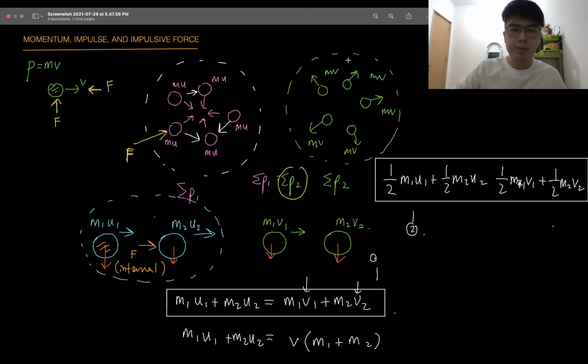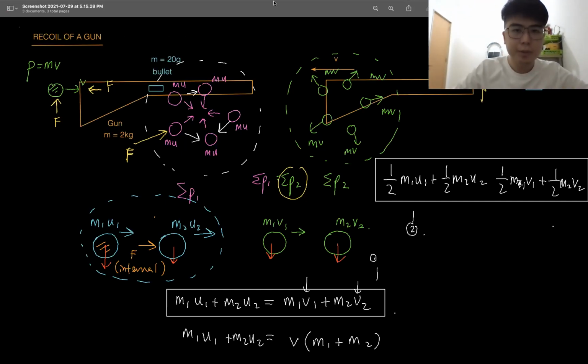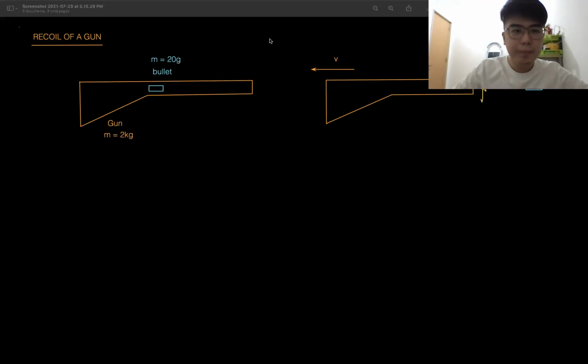Okay, now let's look at one typical example that you probably are familiar with. This one. Recoil of gun. Okay, now here we have a system of two bodies. The gun and the bullet.